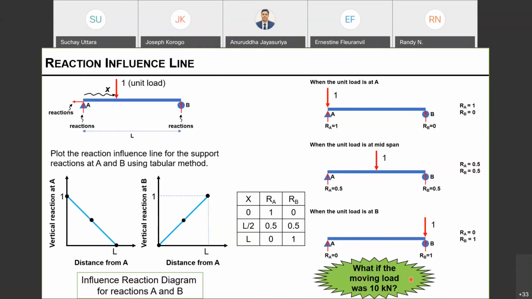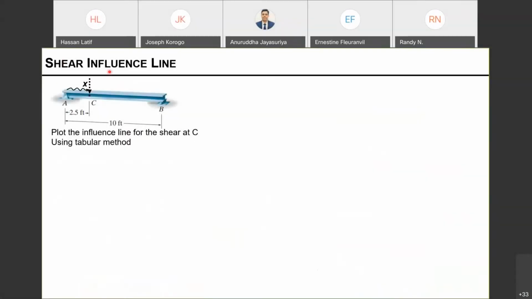What if the moving load was 10 kilonewtons? If it was 100 kilonewtons, you just multiply by 100. Second one is the shear, right?